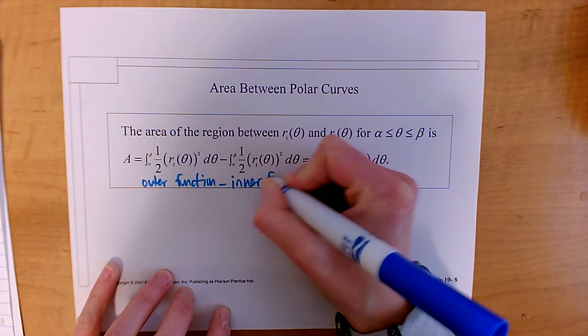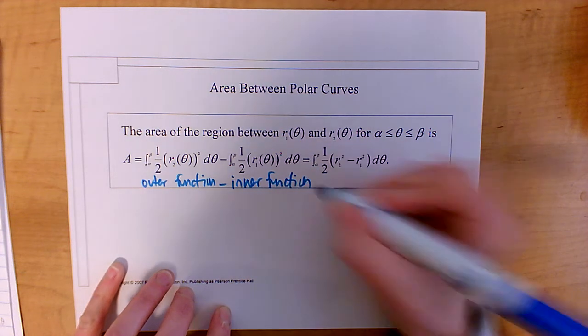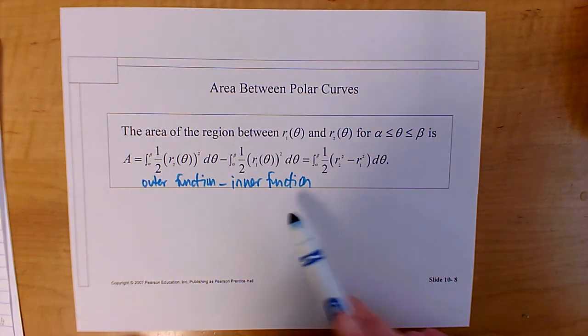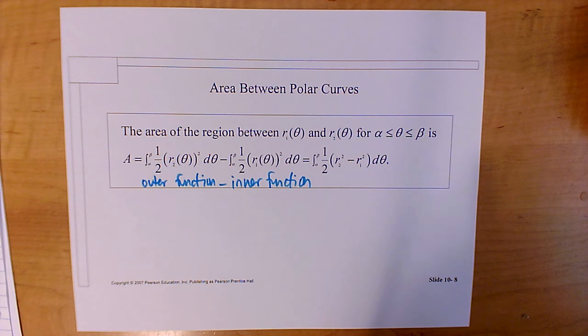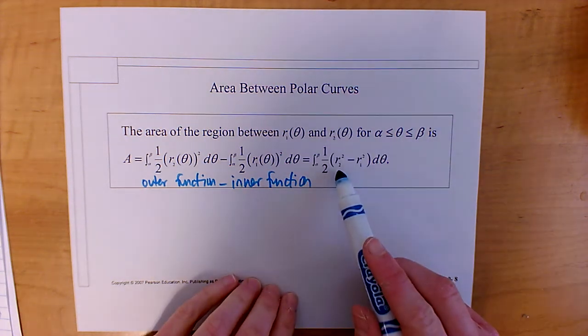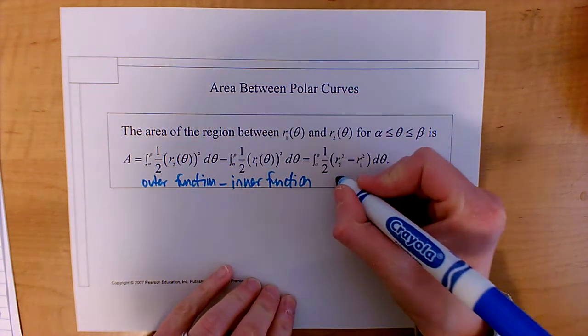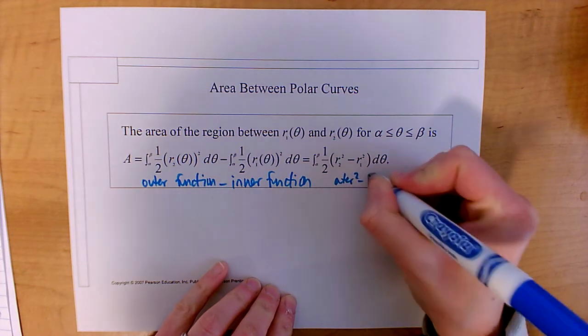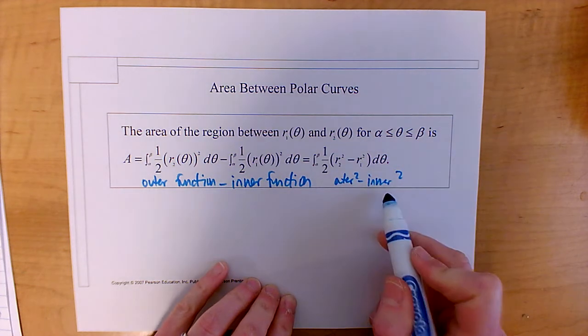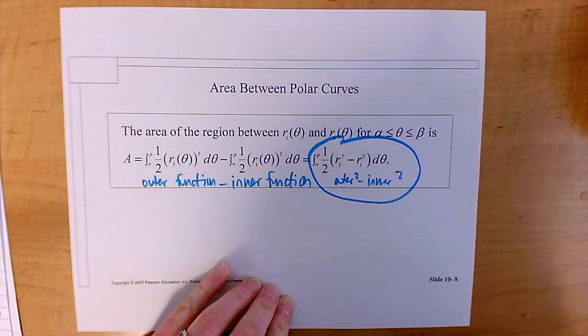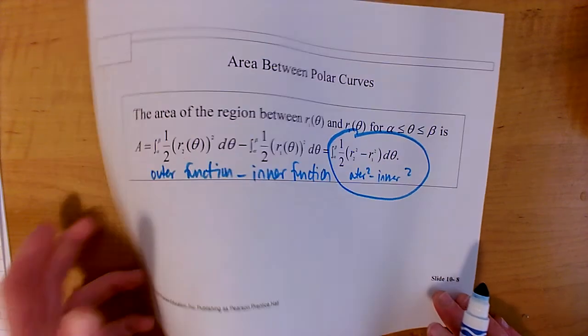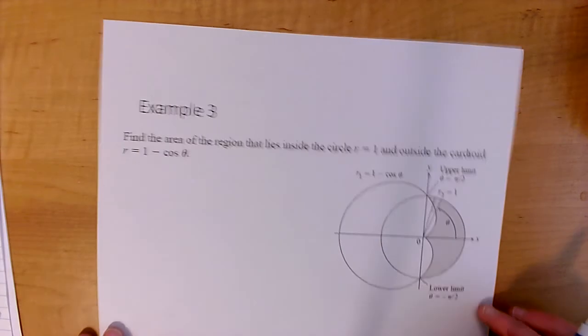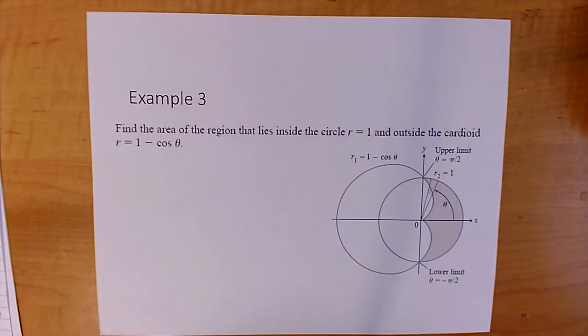But how you can think about this is the outer function minus the inner function. The tricky thing sometimes with polars is understanding which one's outer and which one's inner. And sometimes they cross, so then you might have to set up two integrals. You can simplify it: outer r squared minus inner r squared, and do it all with one integral like we have set up right here. And so that's what we're going to do with example 3.